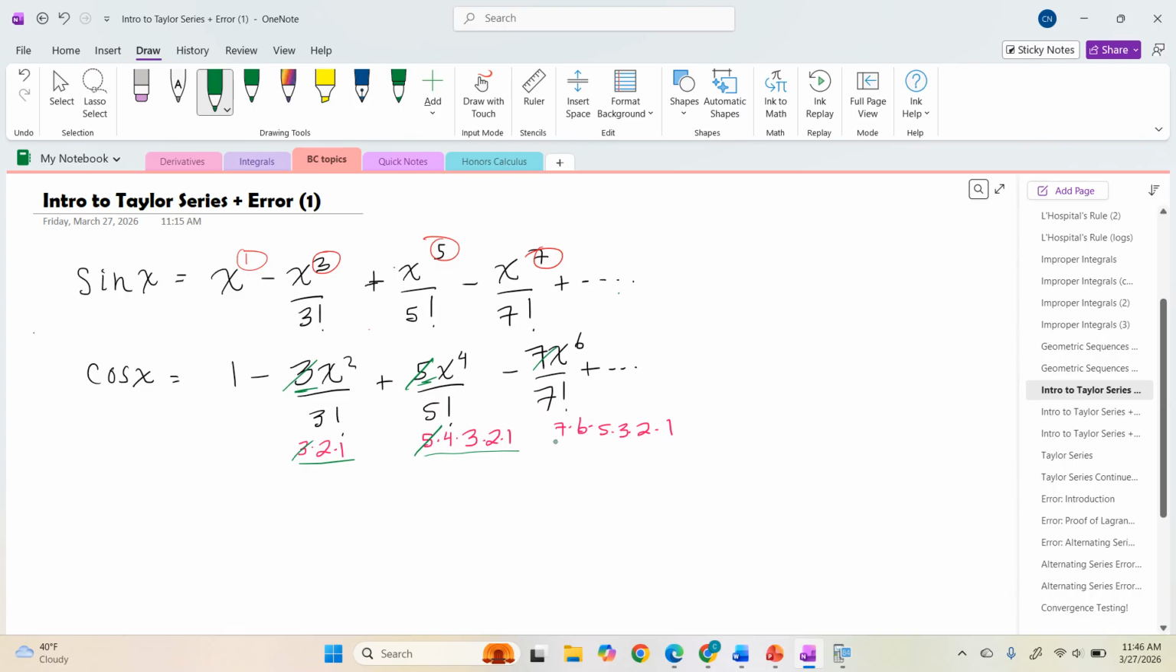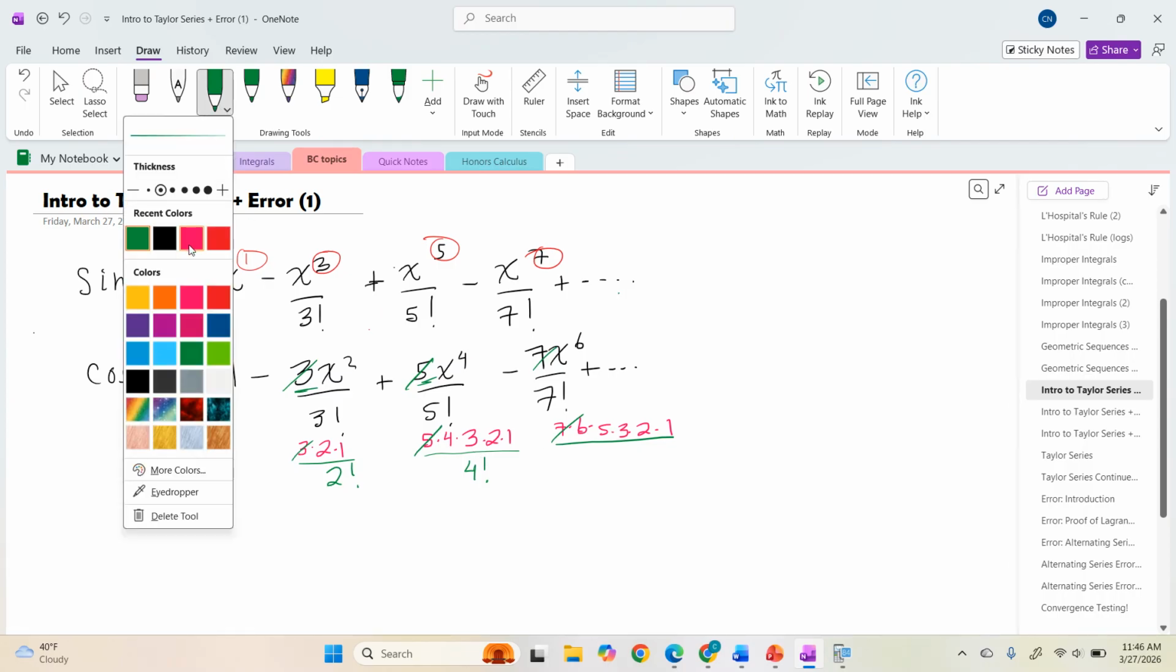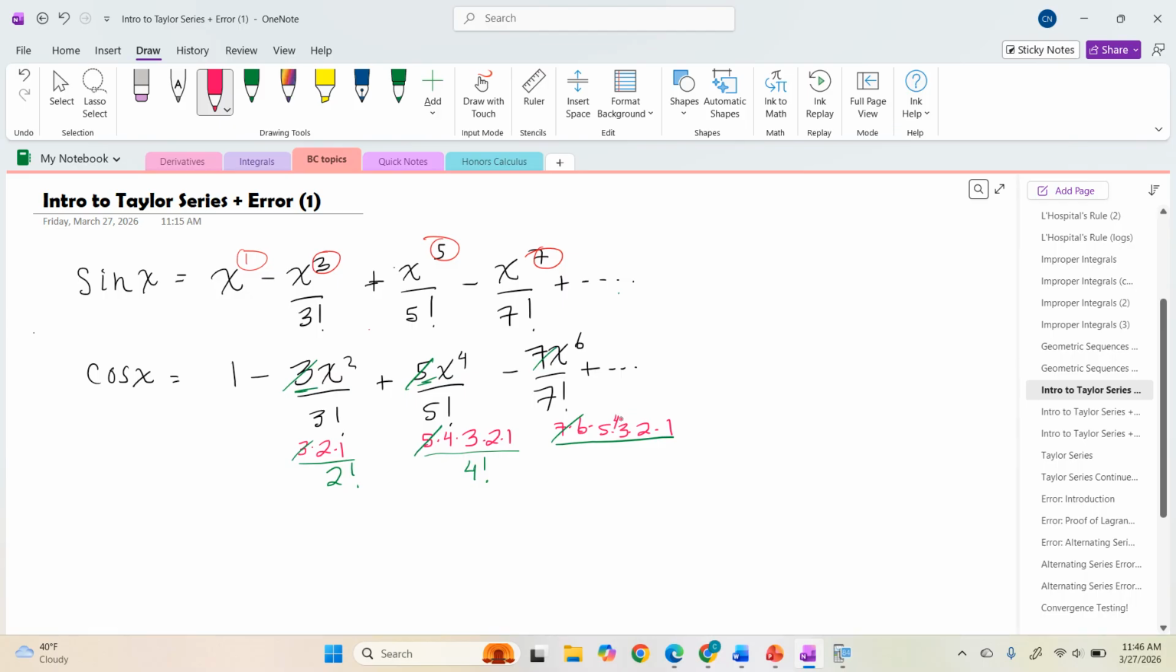I have a 7 here and a 7. And what is left? If I have 2 times 1 left, I can write it as 2 factorial. 4 times 3 times 2 times 1. Well, that's just 4 factorial, isn't it? And 6 times 5 times... All right, I'm not re-recording this, so we're just going to go with the errors. I'm fixing it as I go. 6 times 5 times 4 times 3 times 2 times 1 is 6 factorial.